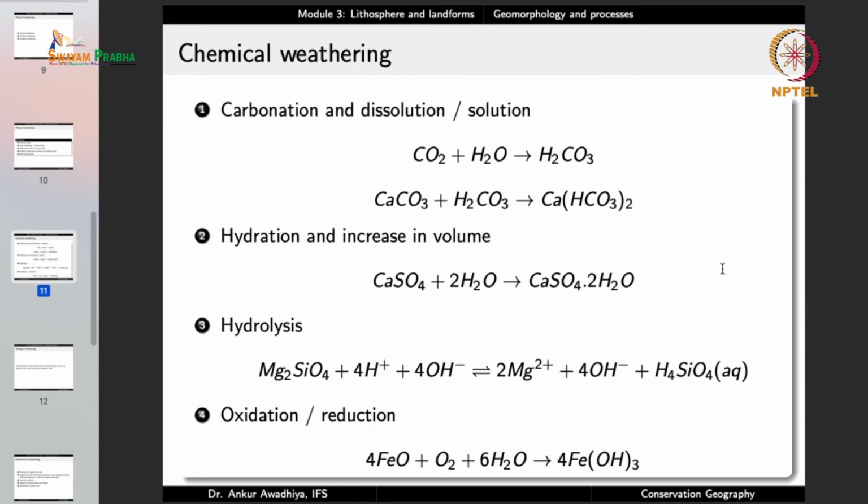Other reactions include hydration and increase in volume, as in the case of calcium sulfate. So when it reacts with water, it forms gypsum, which has a greater volume than the anhydrous calcium sulfate. Now, an increase in volume will also result in greater pressures that are exerted by this material. We also have hydrolysis, which is breakage because of the action of water. And we also have redox reactions, that is oxidation and reduction reactions.